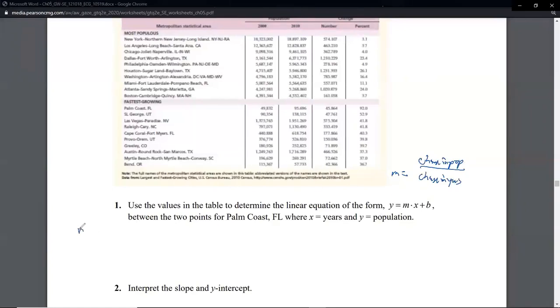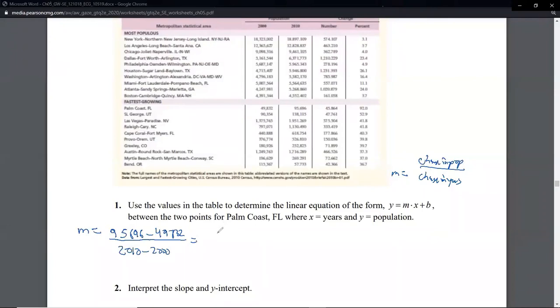So for this problem, our m should be the change in population, which is 95,696 minus the old 49,832, then over the change in the years. We went from 2000. I hope my pen is showing this because I've got a menu right here that I can't see. This should say 2010 and this should say 2000. So we do 2010 minus 2000.